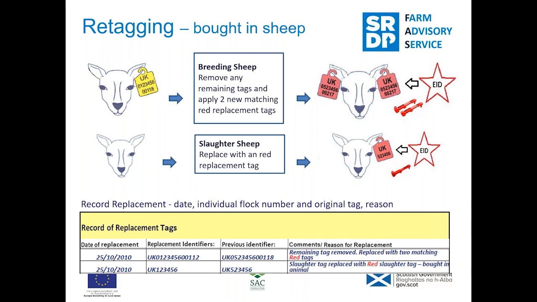Sorry, I've lost my place here. One good question is, from the example, why would the identification of a dead sheep not be known?